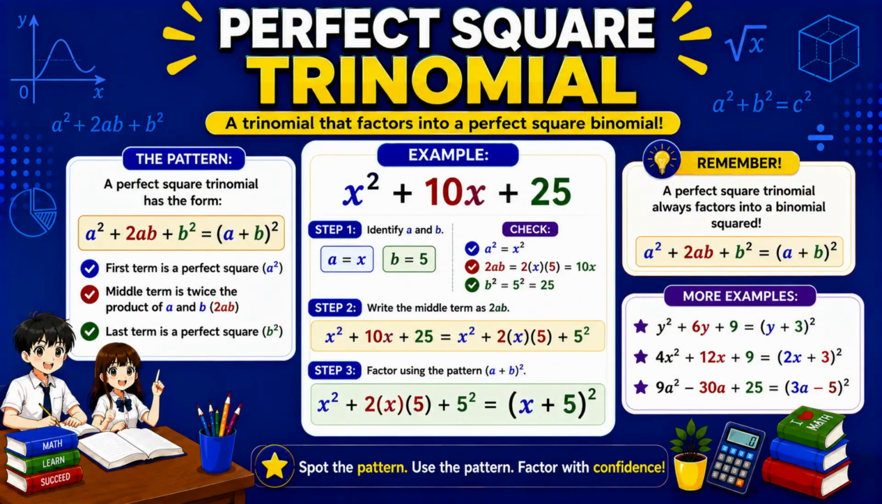This trinomial follows the square of a sum pattern. X squared is the first square, 25 is the second square, and 10x is twice the product of x and 5. Therefore, it factors into x plus 5 squared.